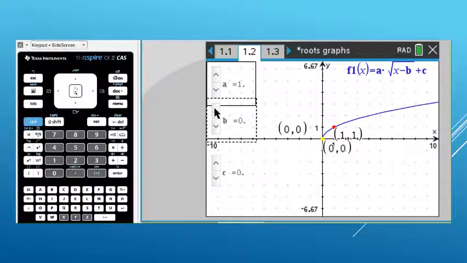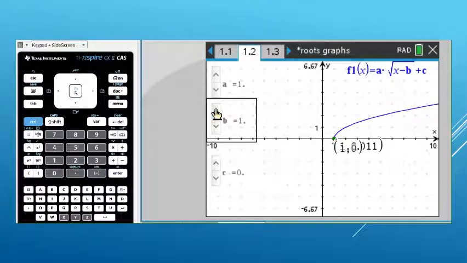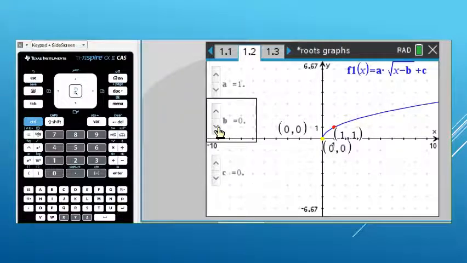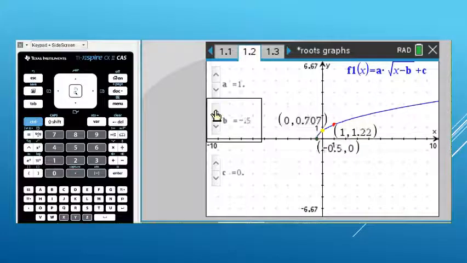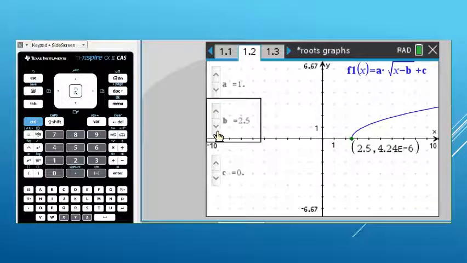If I make B a positive number, it translates the graph 1 unit to the right. If I make B 3, it translates 3 units to the right. If I make B a negative number, effectively that means x take a negative, or look in the rule like x plus a number. So this graph here, where B is negative 1, is actually the rule y equals the square root of x plus 1. Once you translate the graph left or right, you have to work out what the new intercepts are. If it moves to the left, then you'll create a y-intercept. If it moves to the right, the x-intercept is the thing you need to calculate.